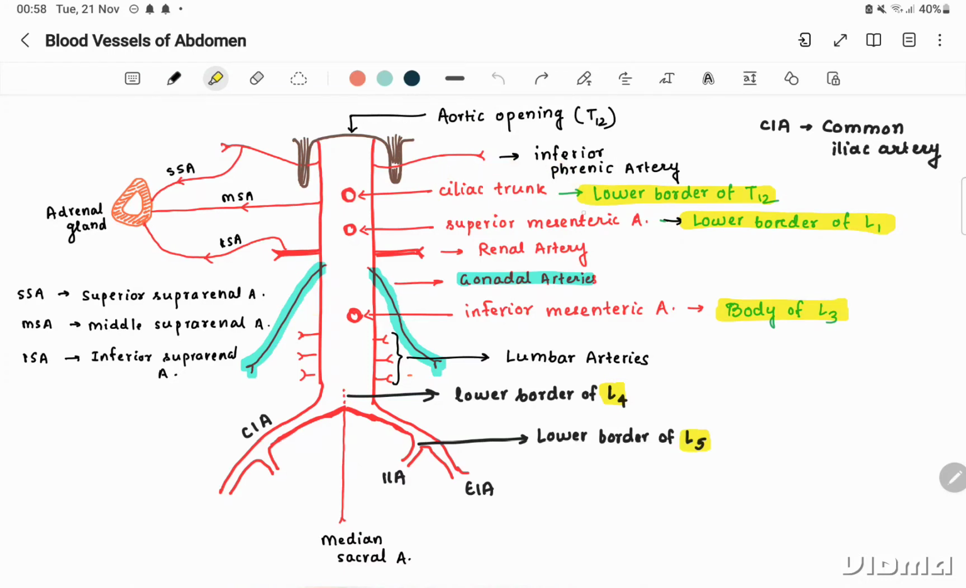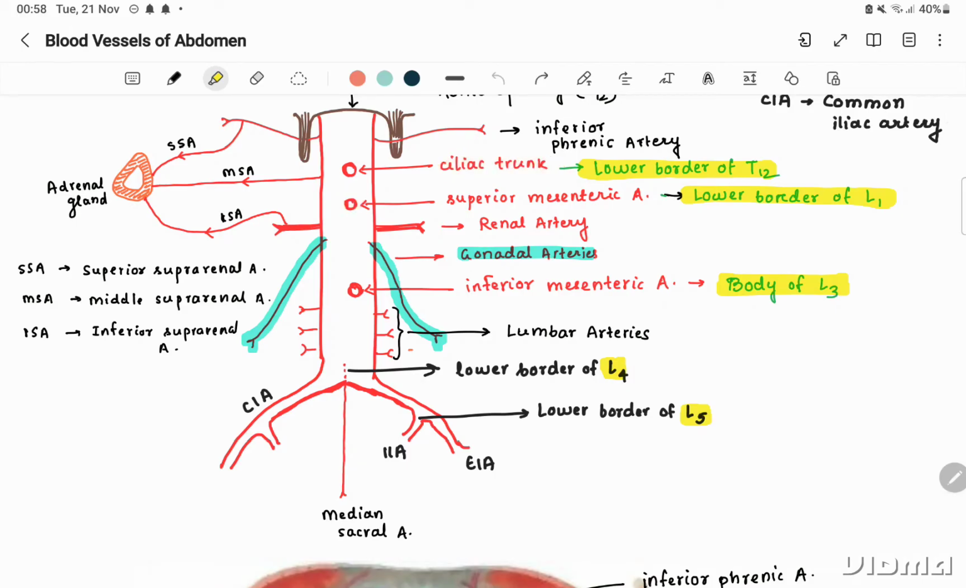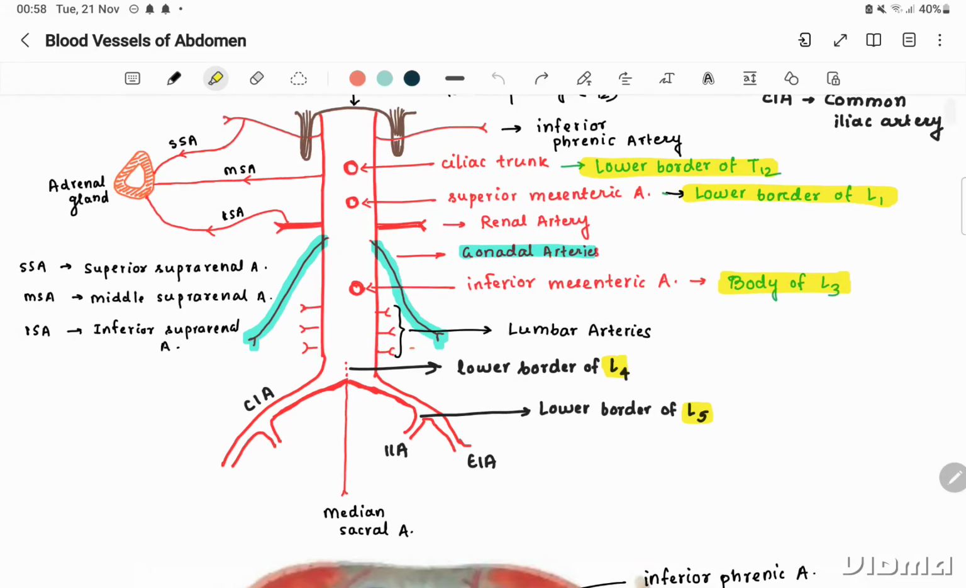We'll see about the celiac trunk, which arises from the lower border of T12. This must be the lower border of T12. So the celiac trunk arises from the lower border of T12. Then again we have the superior mesenteric artery, which arises from the lower border of L1. After T12 we have our L1. So this is our L1, and here the superior mesenteric artery arises from the lower border of L1.